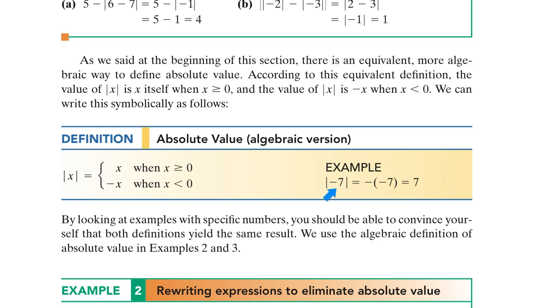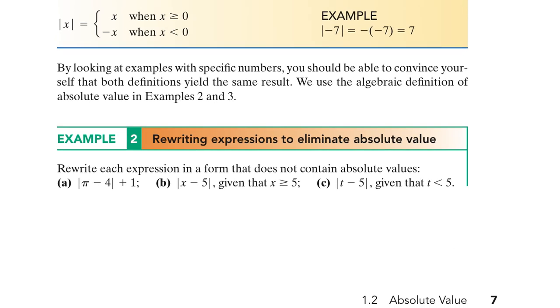So here's an example. This right here, -7, is when x is smaller than 0. So this is equal to the opposite of x, and the opposite of -7 is just 7. Okay, so this is playing right into here. And by looking at examples with specific numbers, you should be able to convince yourself that both definitions give you the same result. So whether you use the geometric or the algebraic version, it won't matter.